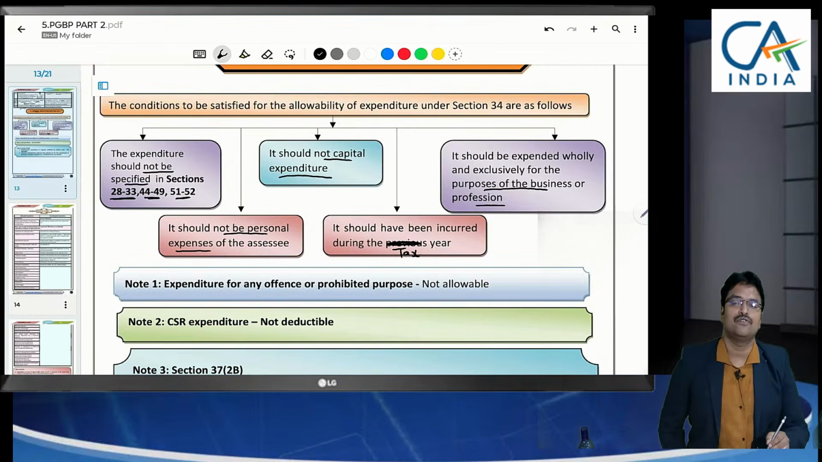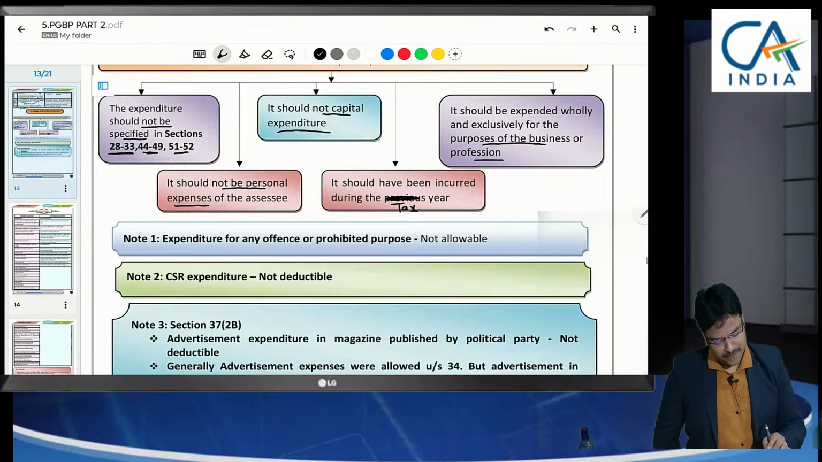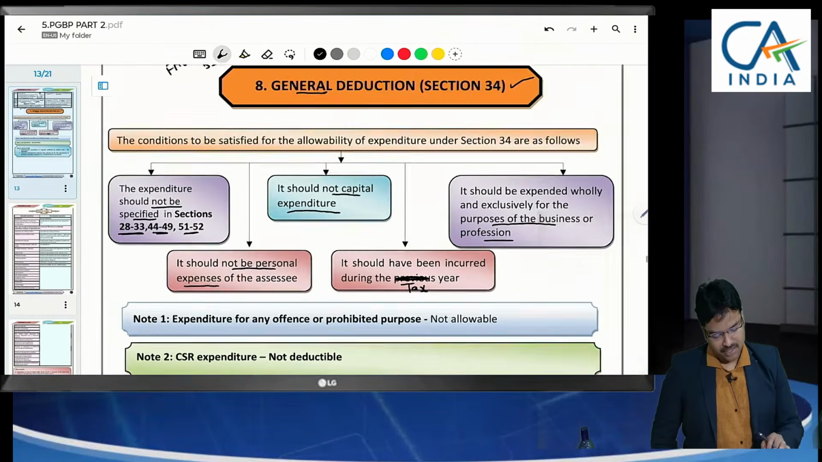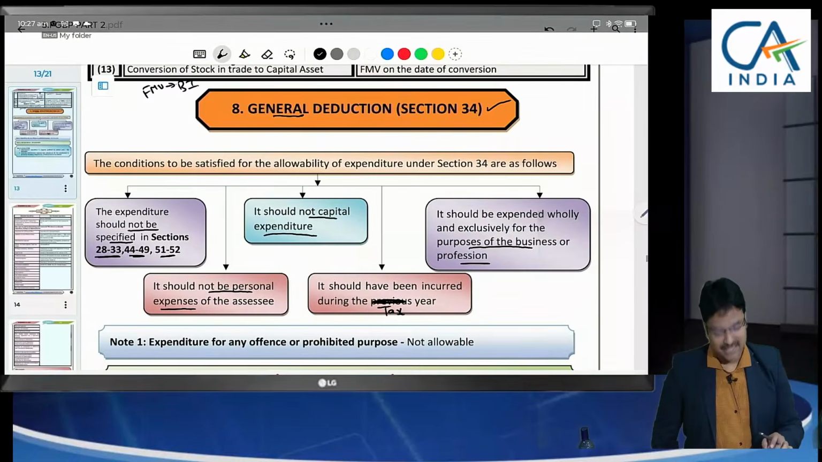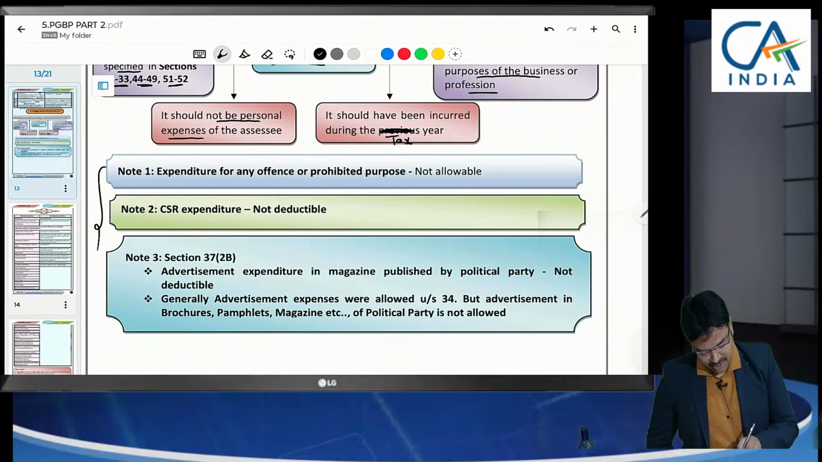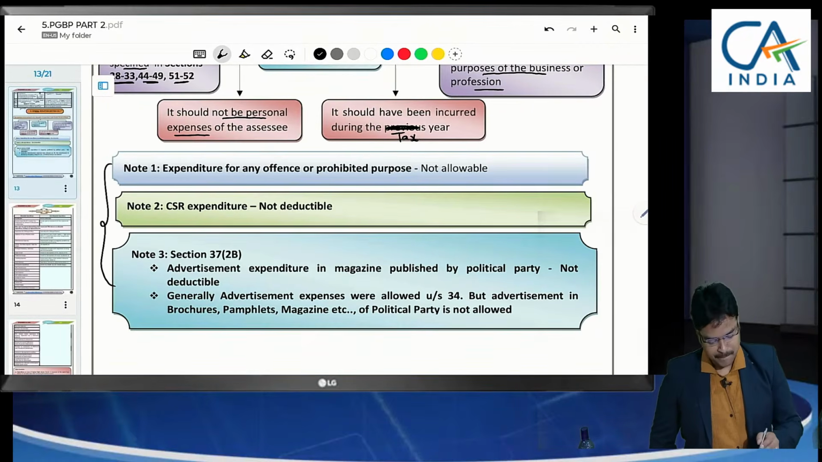Earlier we might have used the terms previous year, assessment year. Now we have to use the term tax year only. It should have been incurred during the tax year. Then it can be claimed as general deduction. But for general deduction, there are 3 exceptions, very important practically also. Any offence or prohibited purpose, not allowed.